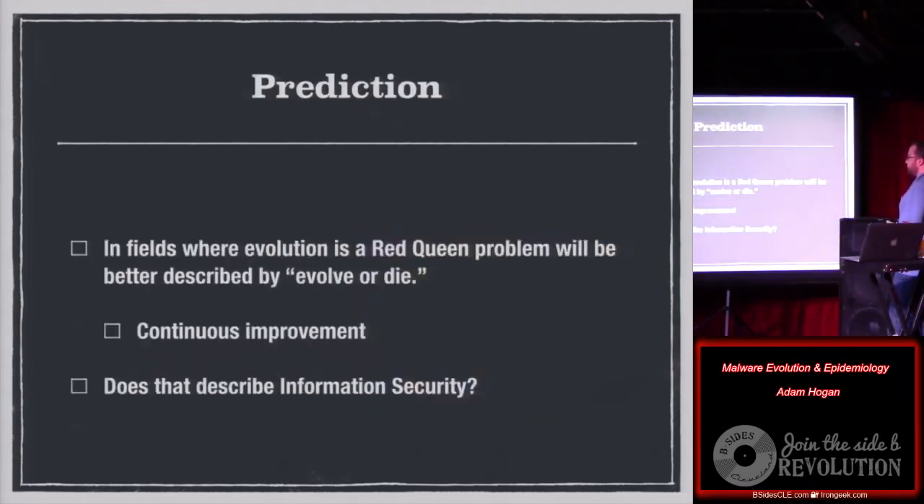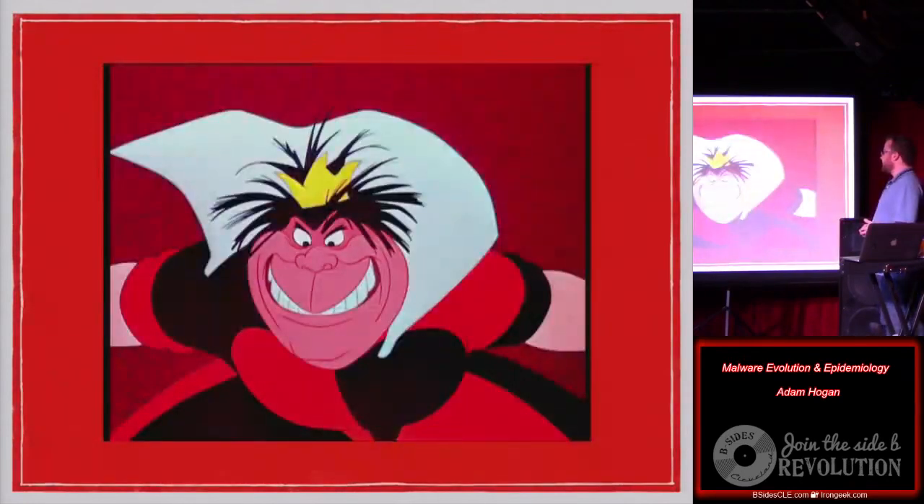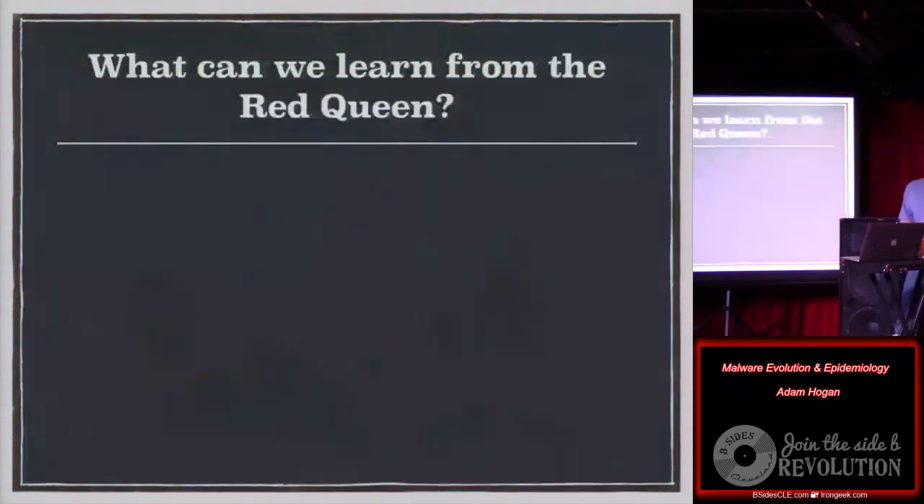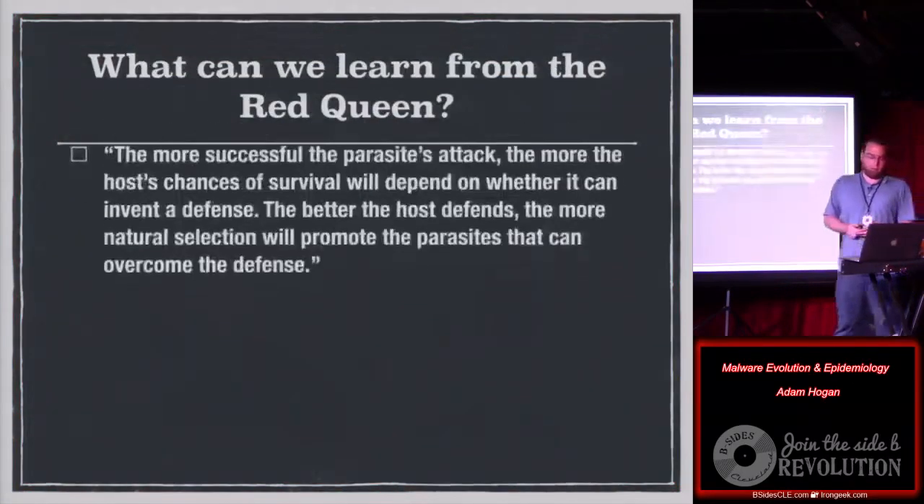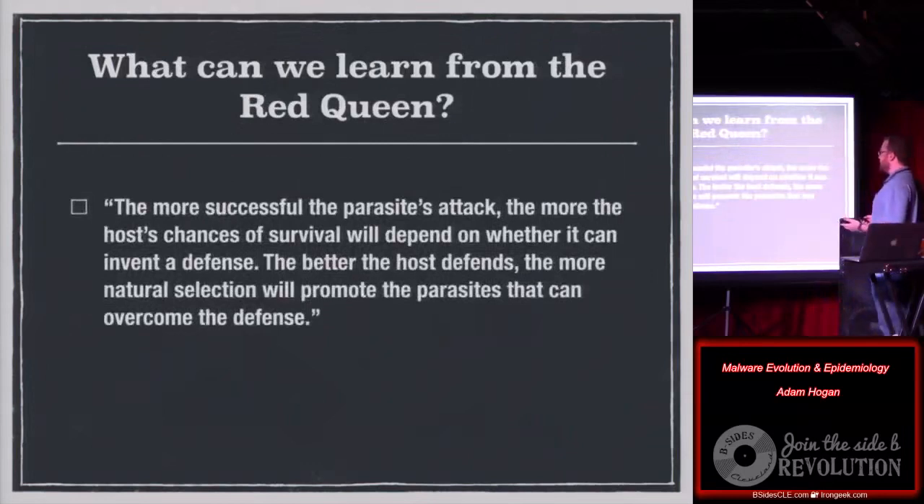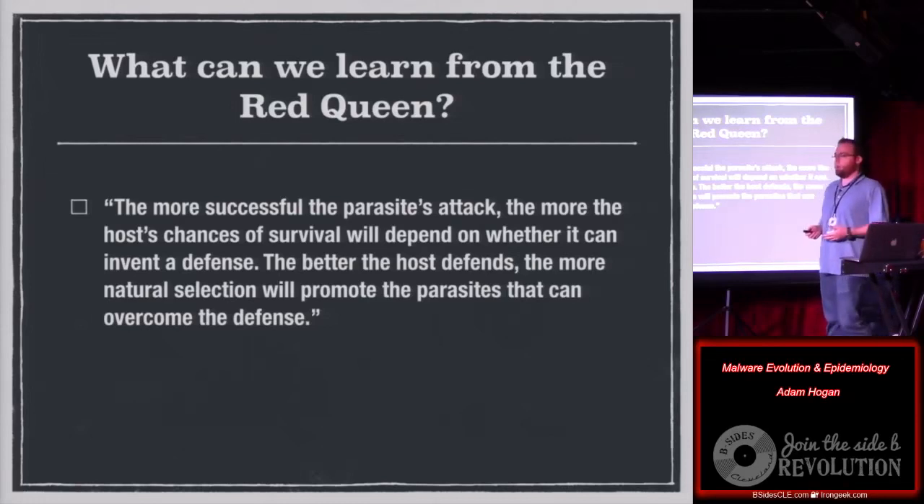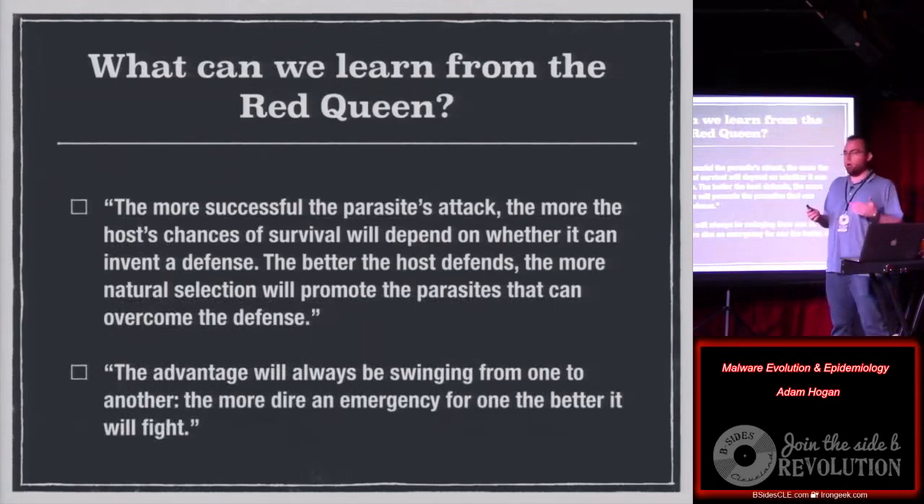All right, so if we do understand this, if we see a field where evolution is governed by this Red Queen problem, we're going to have this situation where you have to evolve or die. You're going to have to see continuous improvement, right? She's a fickle mistress. Well, what can we learn from this? The more successful a parasite's attack, the more a host's chance of survival depends on whether or not it can invent a defense. And the better it defends, the more natural selection will promote parasites that can overcome the defense, right? So the advantage will always be swinging between the two.